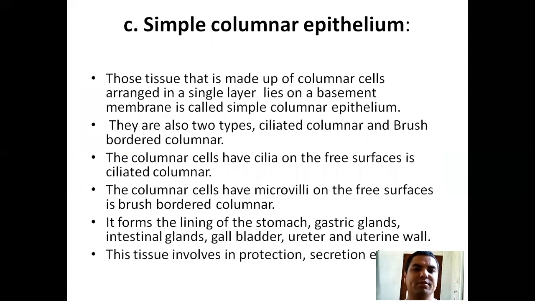Simple columnar epithelium is the type of tissue which is made up of columnar or elongated cells arranged in a single layer, lying on the basement membrane. It is also of two types: ciliated columnar and brush border columnar. If the columnar cells have cilia on the free surface, it is ciliated columnar. And if the columnar cells have microvilli on the free surface, it is called brush border columnar. It forms the lining of the stomach, gastric gland, intestinal glands, gallbladder, ureter, and uterine wall. This tissue is involved in secretion, protection, and excretion.